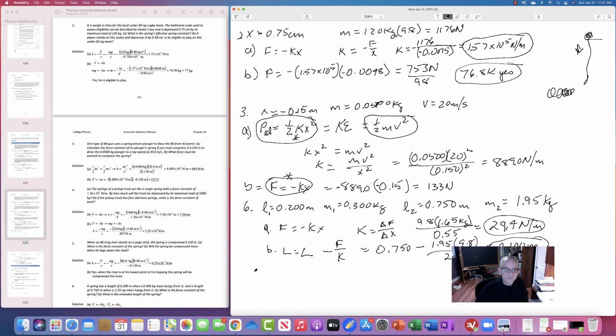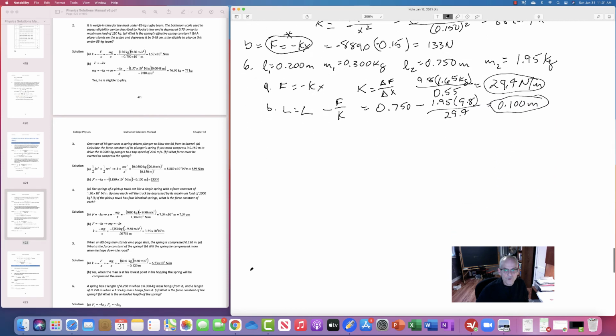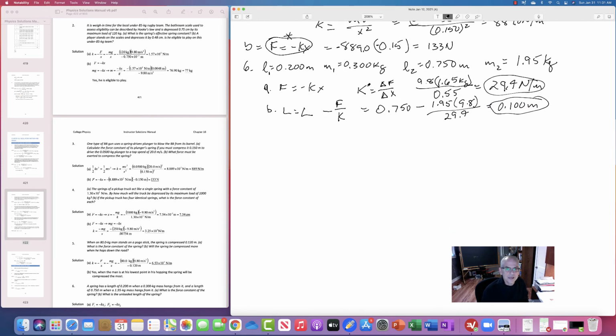Okay, so now we're moving into oscillatory motion. And the key formulas in oscillatory motion are the period is equal to 2 pi square root of m over k, and frequency is equal to 1 over 2 pi square root of k over m.